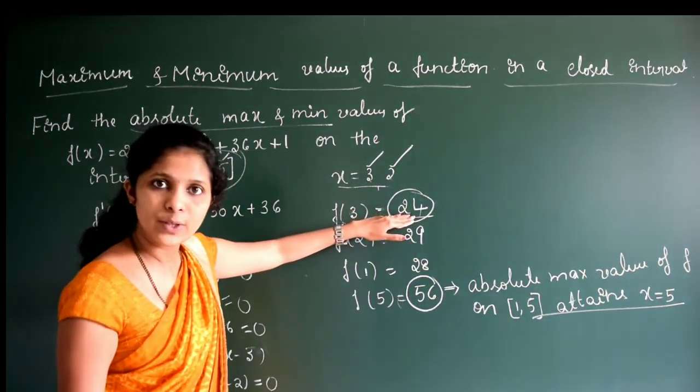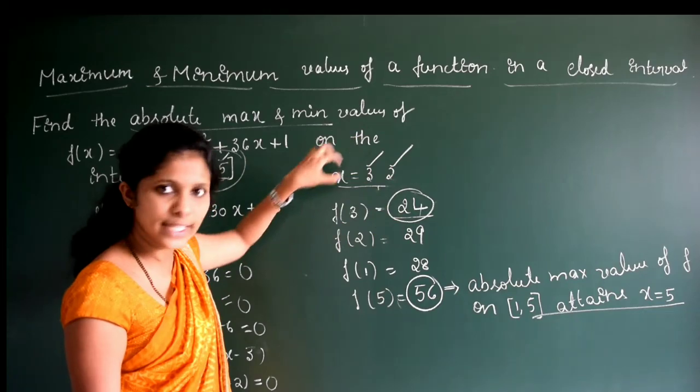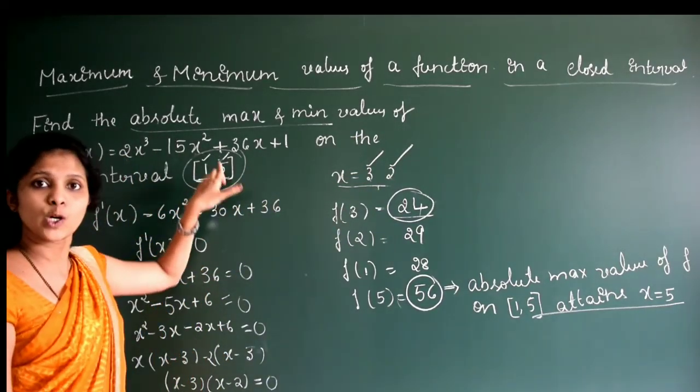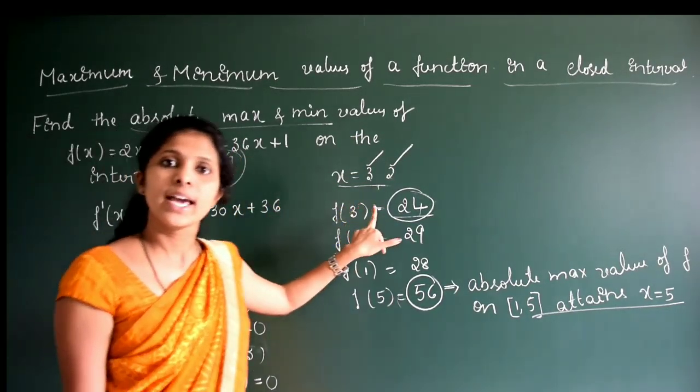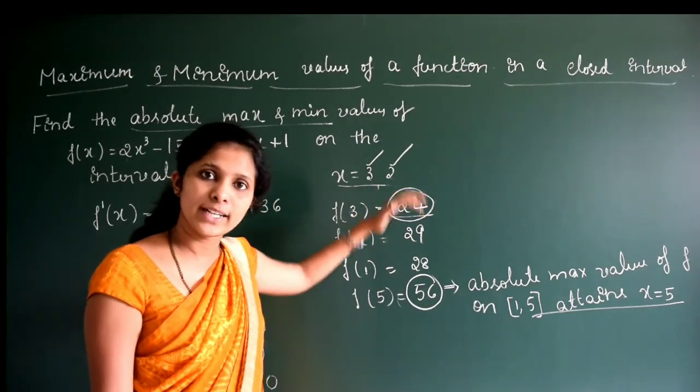The absolute minimum value is 24 of the function f on the interval 1, 5, which is attained at the point x is equal to 3. Finally, you have tried this.